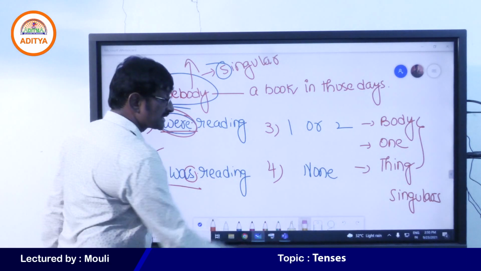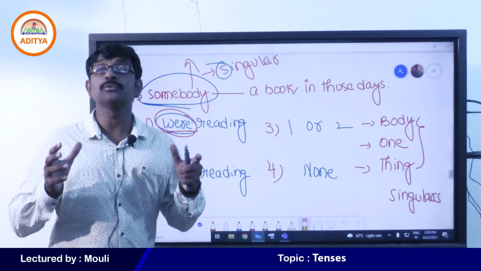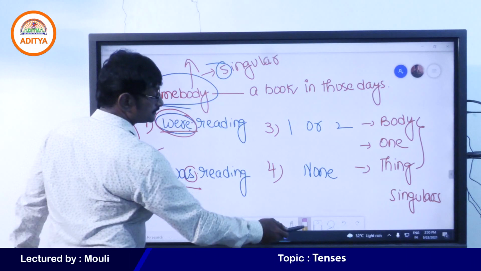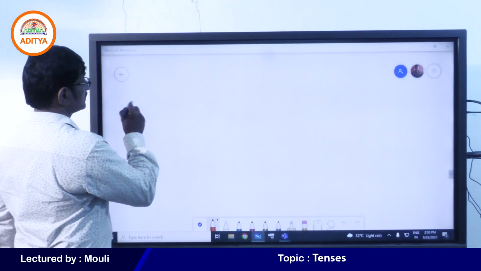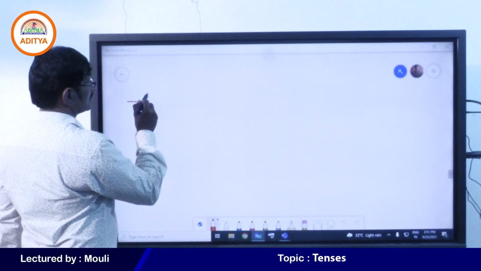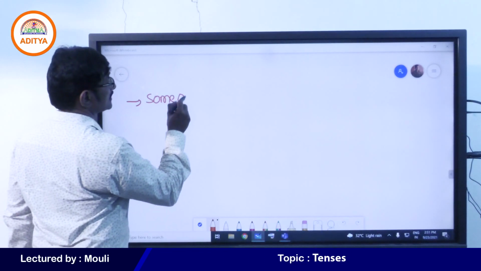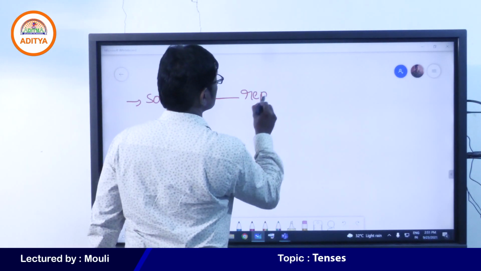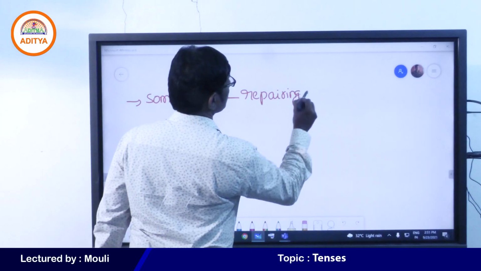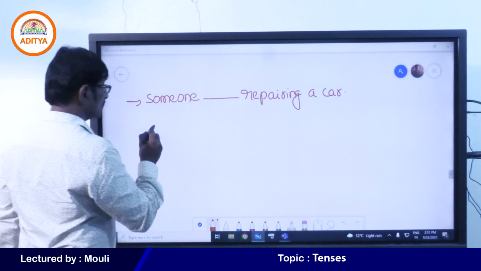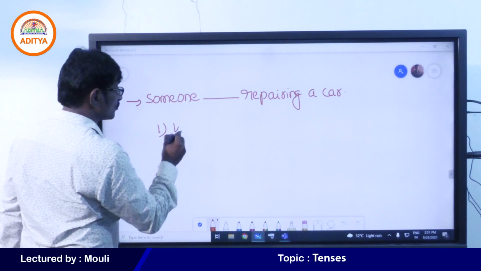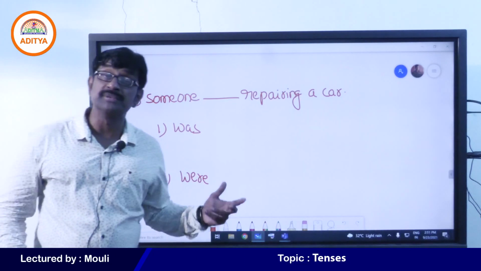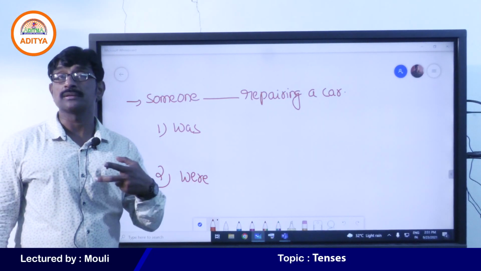Okay, students, I'm going for the next example. This time you have the responsibility to give the right answer to me. Now we'll see. See, students, someone dash repairing a car. There are two answers: one, two. Was, were. What will be your answer between these two? Was, were. Two answers are there.